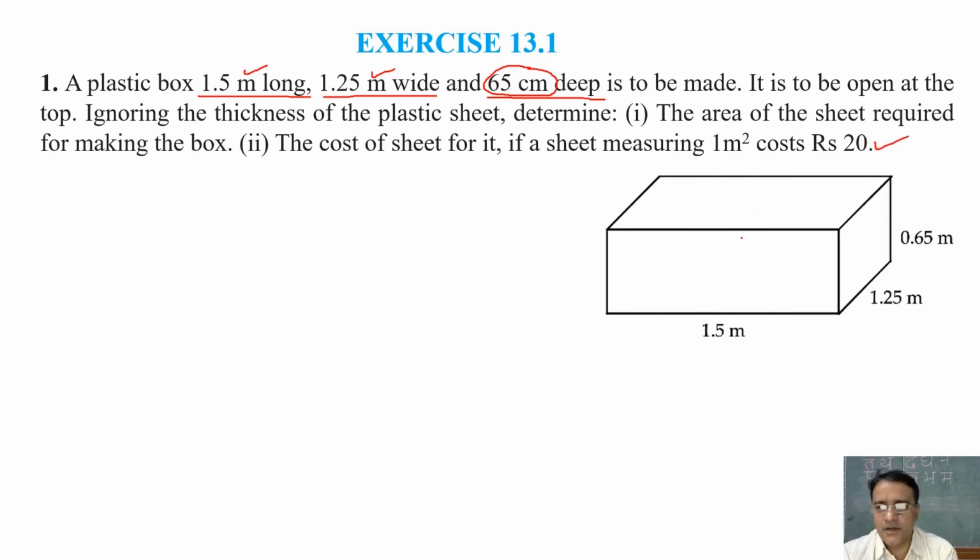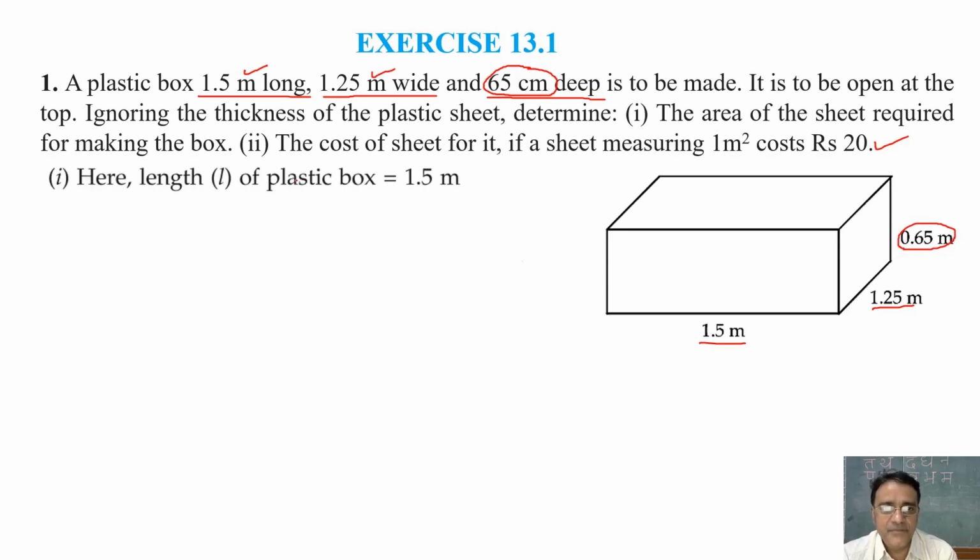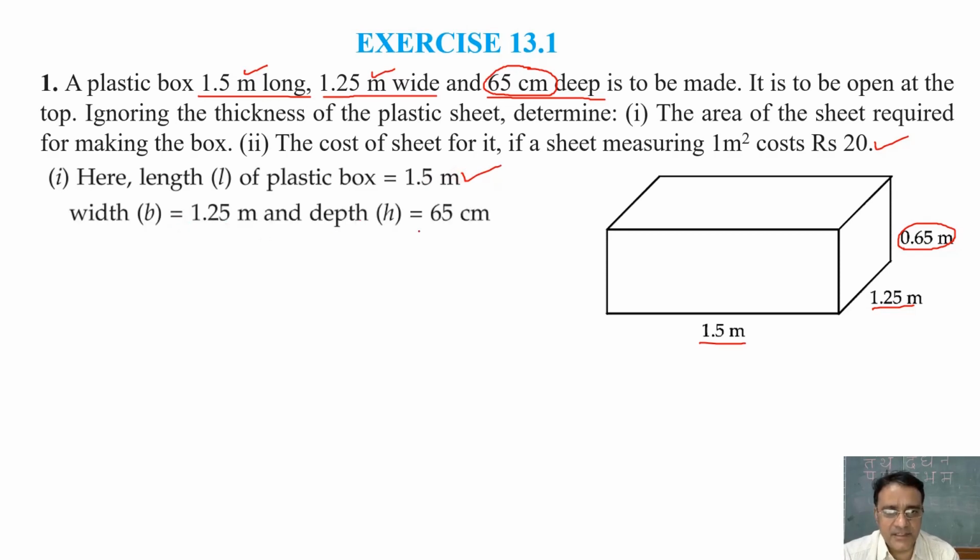So let us start with the rough diagram. This is the length, this is the breadth, and this is the height. Now height we have to write in meter. Okay, so length of the plastic is given, that is L 1.5 meter, and breadth is given 1.25 meter and depth is given 65 centimeter. इसको क्या करेंगे हम लोग, मीटर में कन्वर्ट करेंगे. So how will you convert it to meter? 65 divided by 100. So 0.65 meter. Any doubt here? No, sir.